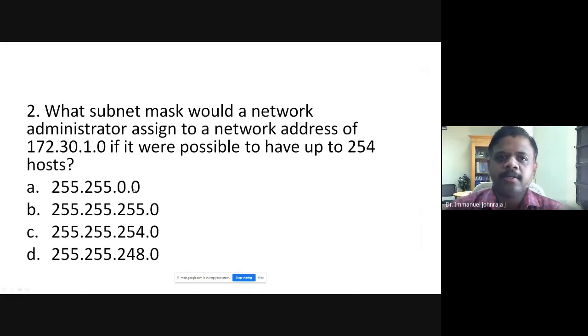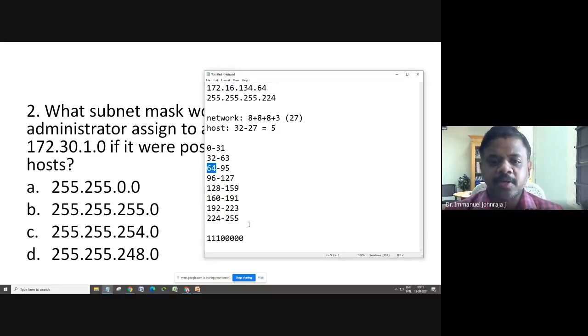All right. Similar question. What subnet mask would a network administrator assign to a network address of 172.30.10 if it were possible to have up to 254 hosts? Now again, let's not look at the IP. The IP is 172.30.10. Now the question is, what is the subnet mask you need so that you will have 254 hosts? This is a very simple question to answer.